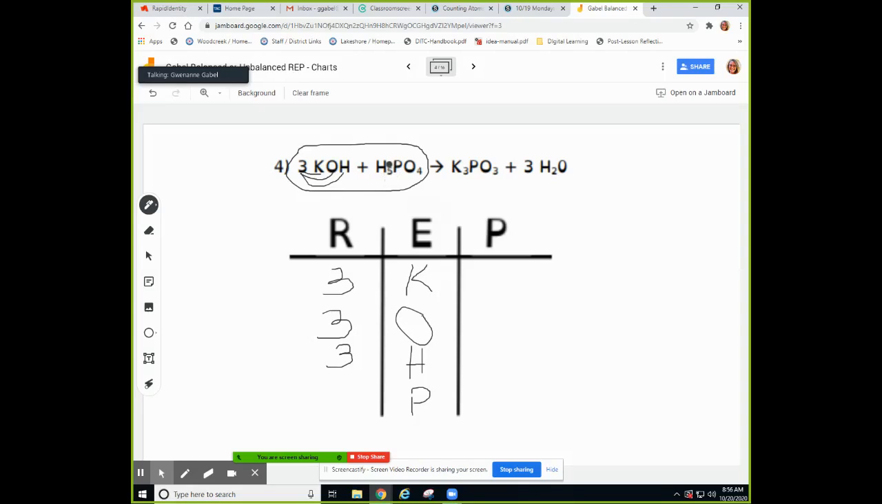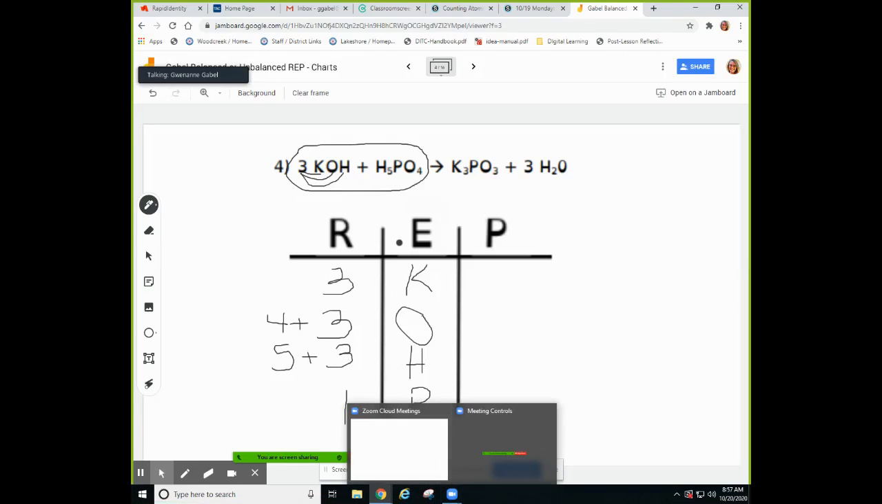I have a subscript of 5 right here by this hydrogen, so that means there's 5 more atoms of hydrogen on the reactant side. I have a P. It has no subscript and no coefficient, so there's just 1 atom of phosphorus. And then oxygen has a subscript of 4, so that means I have 4 more atoms of oxygen. Okay? So that's the atoms on our reactant side.